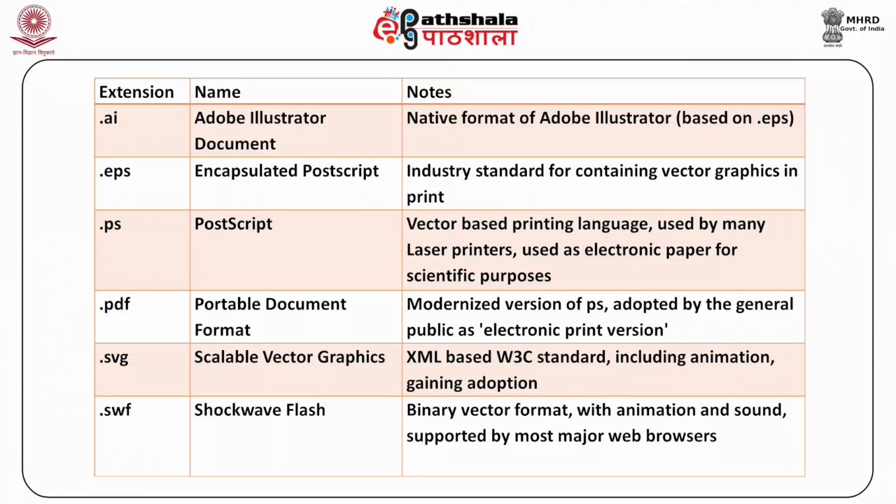Then next is EPS type extension, which is encapsulated PostScript. This is the industry standard for containing vector graphics in print. Then is PS, which is PostScript. It is a vector based printing language used by many laser printers, used as electronic paper for scientific purposes. Very commonly known by everyone is PDF, which is portable document format. It is the modernized version of PS adopted by the general public as electronic print version.